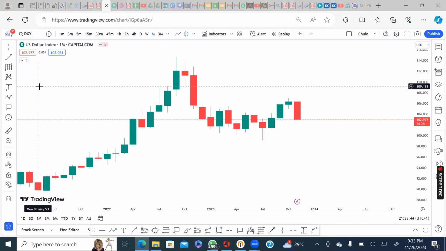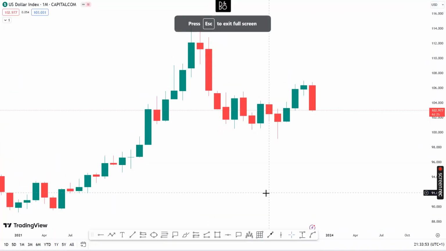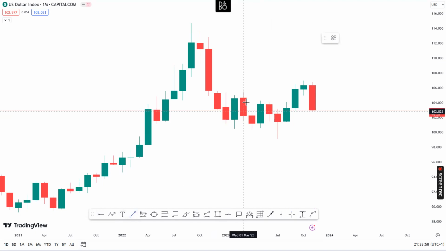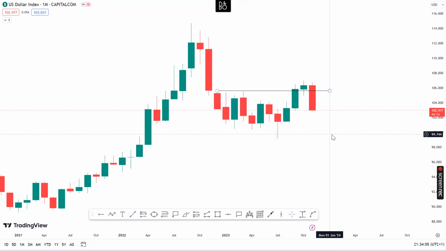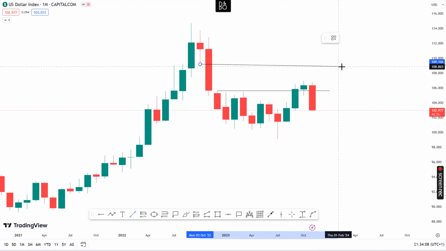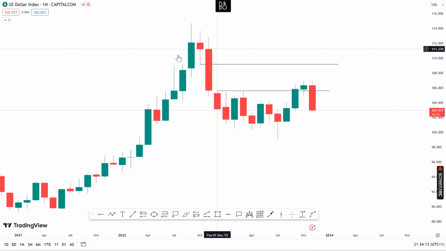So let me just go straight to the point. This is the DXY chart, the monthly chart on DXY. As we can see, DXY already tapped into our monthly gap here, right?